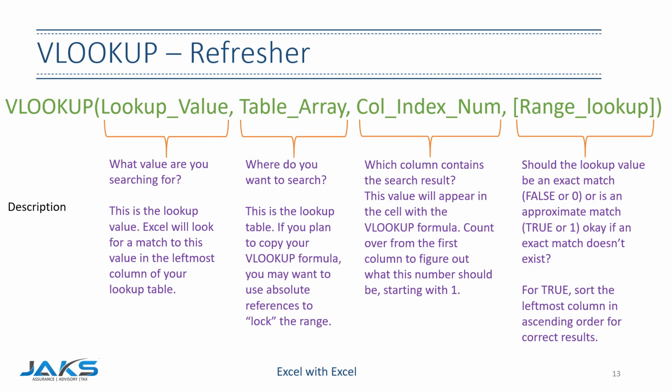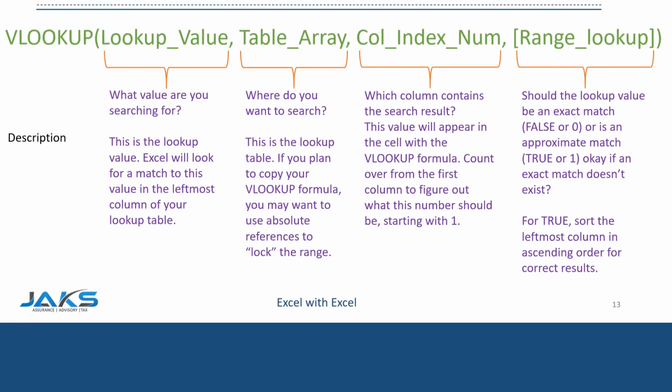Column index is the place which contains the search result. This value will appear in the cell with the VLOOKUP formula. Count over from the first column to figure out what this number should be, starting with 1. The range lookup says whether the search should be for an approximate match or an exact match. Use 1 for an approximate match and 0 for an exact match.